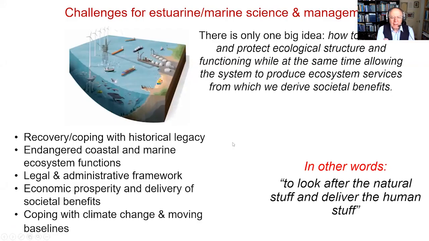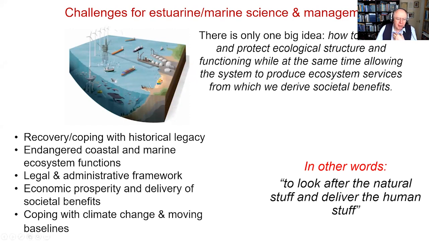Okay, so let's take you gently into this. When we manage any environment, there's only really one big idea. That big idea is, how do we protect and maintain the natural stuff, and then we deliver the human stuff. What we talk about is the links between ecosystem services from which we then get societal benefits. And why do we need to do that?